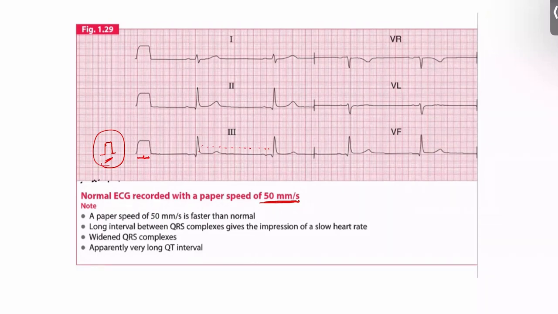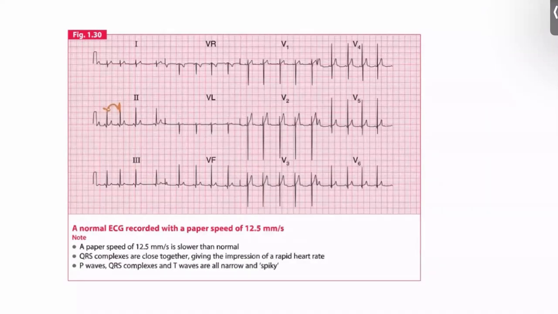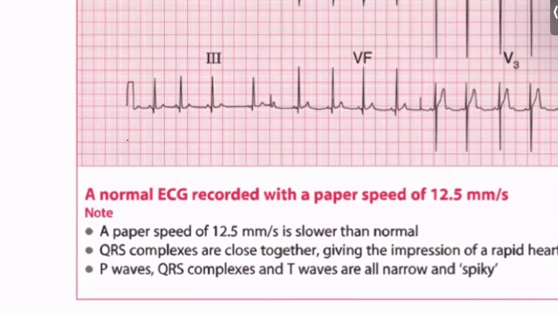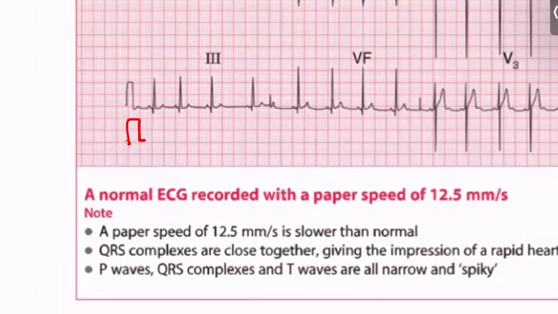So we have to divide the distance between these 2 R, because the paper speed is 50 millimeter per second. Otherwise, another thing is that it is half the normal paper speed. Normal paper speed is like here. Now it is 12.5.